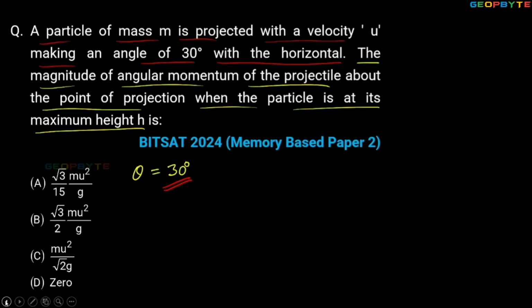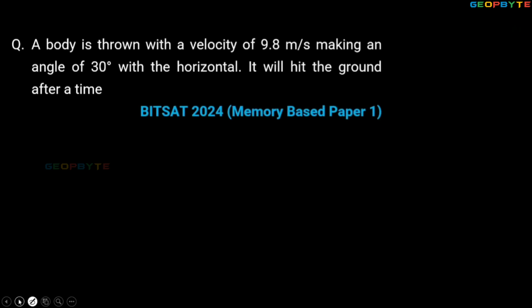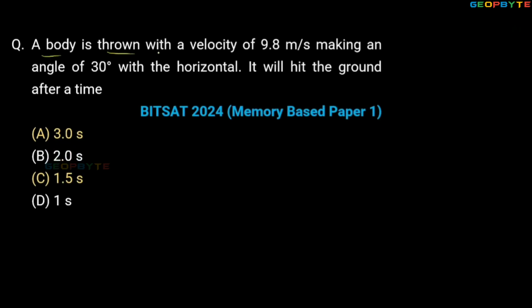M u cube root 3 by 16g. Look at the options. Okay, option A may have a printing mistake. It is 16g. Option A is absolutely correct. Understood clearly? Yes. Then let us take another important problem. Look at this problem. Asking like this.